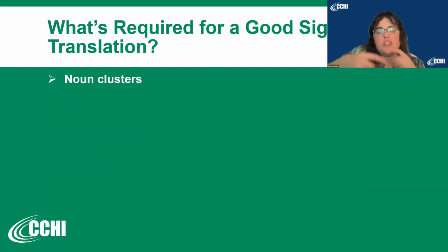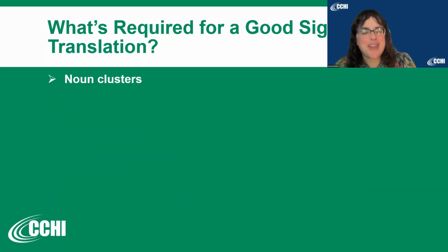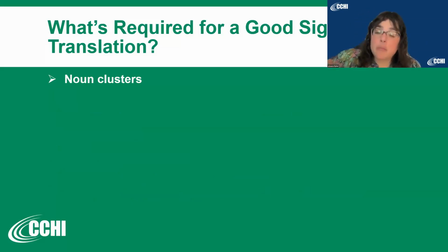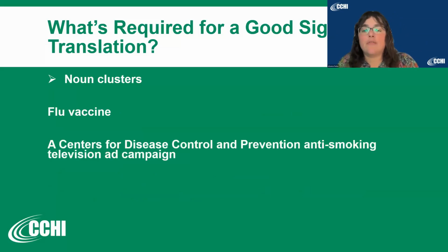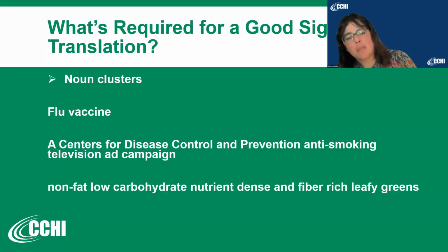and how in English, noun clusters, which is a combination of nouns modifying nouns, doesn't work in Spanish. And in fact, if this were an English neutral workshop, I'd talk about how it doesn't work in other languages. And I might invite people to say whether they can build noun clusters in their own language. And I give some examples of them, like flu vaccine, like Center for Disease Control and Prevention, anti-smoking television ad campaign, or non-fat, low carbohydrate, nutrient dense, and fiber-rich leafy greens.